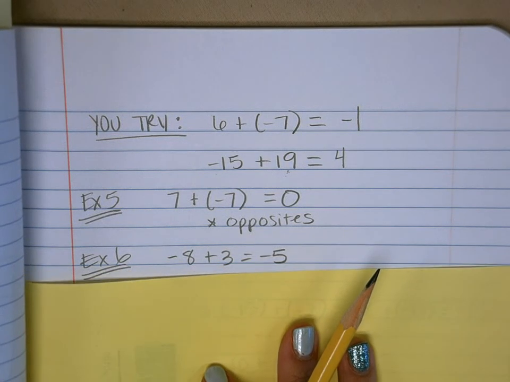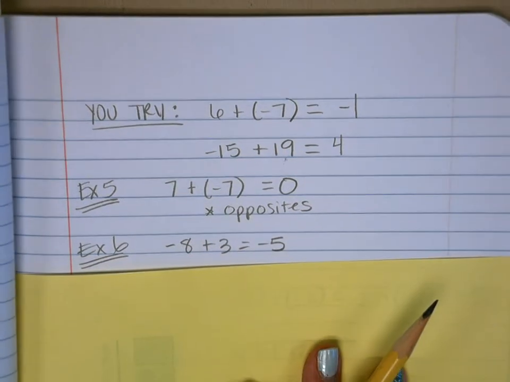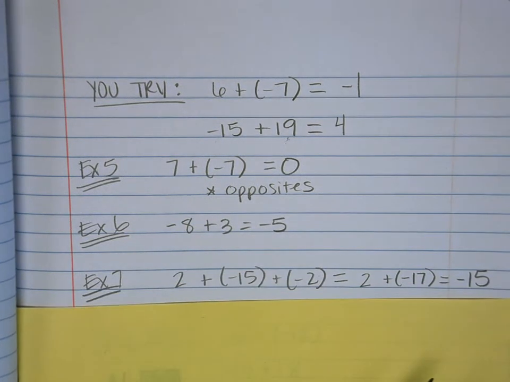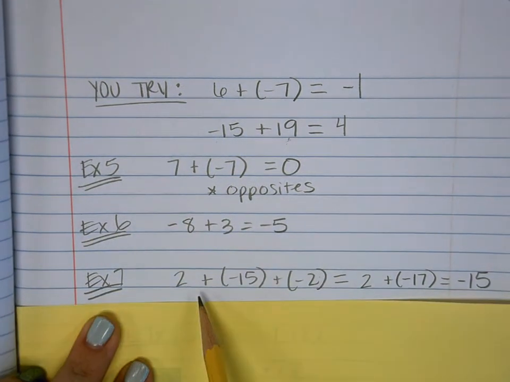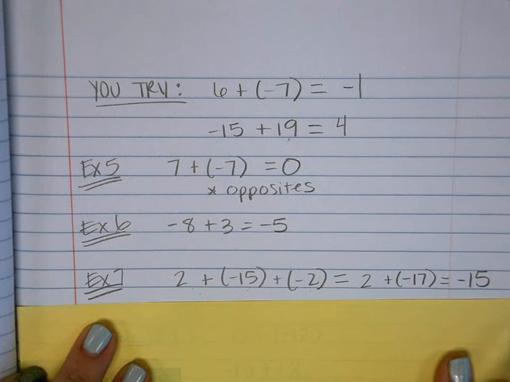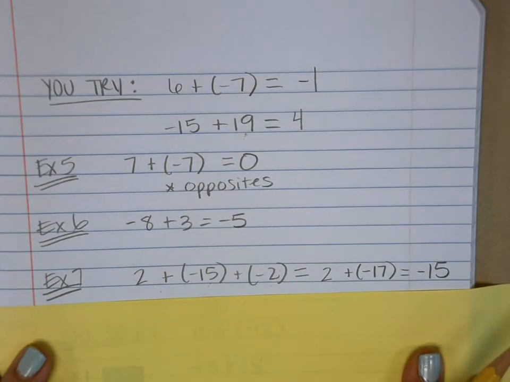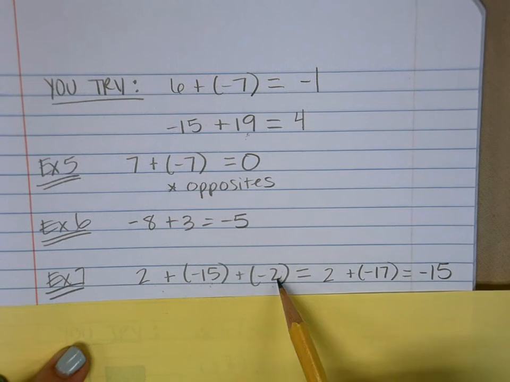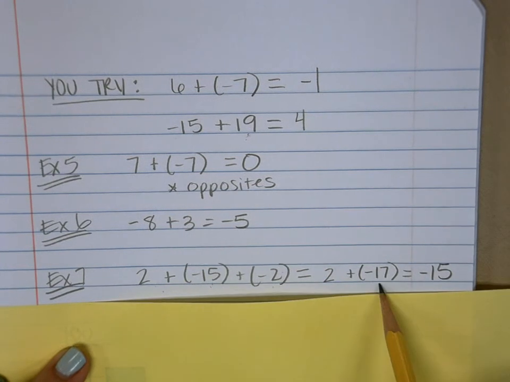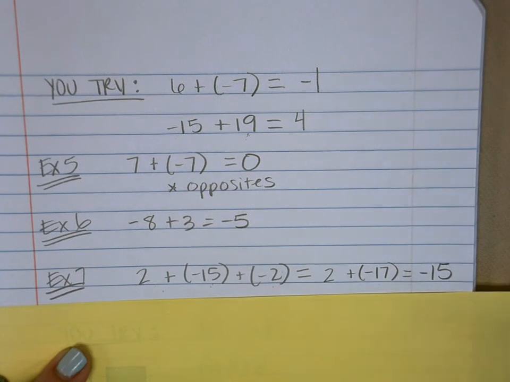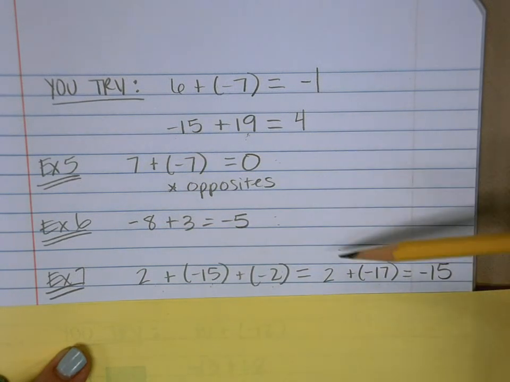All right, a couple more examples if you need them. You don't have to write them all down. If you get it, you get it. You might want to write down example 7 though, because there are 3 numbers going here: a 2, a negative 15, and a negative 2. It's the same thing though, right? Combine those negatives. That's a negative 17. Add the 2, negative 15. So these two you probably got okay, but this one, maybe write that down.